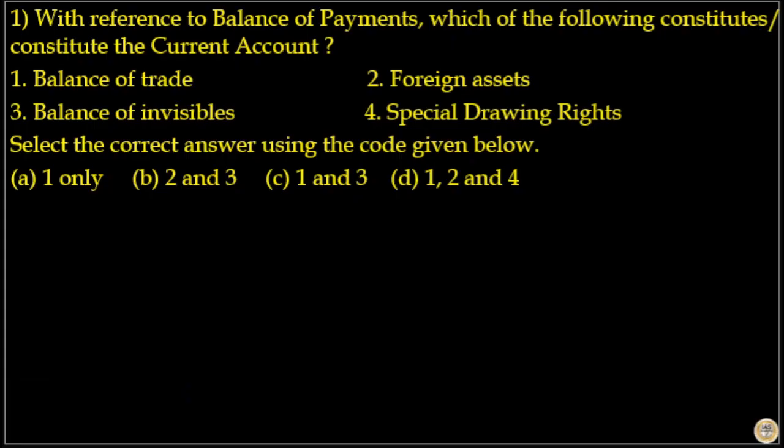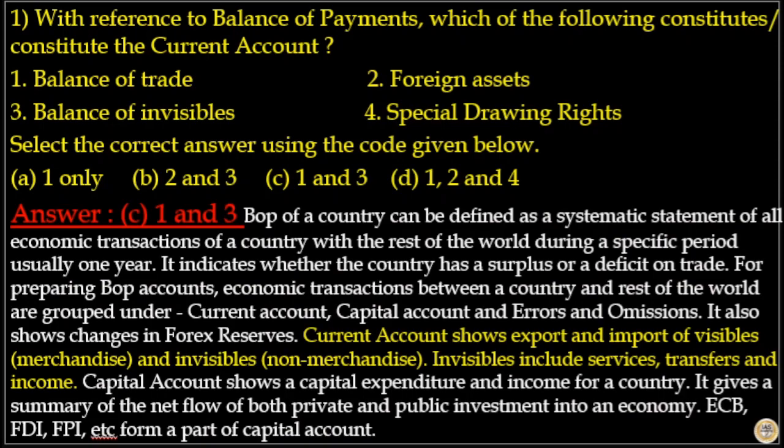Our first question is, with reference to balance of payment, which of the following constitute current account? Options are balance of trade, foreign assets, balance of invisibles, SDR. Select the correct answer using the codes given below. Here the answer to this question is option C. 1 and 3 are correct, that is balance of trade and balance of invisibles. Here balance of trade and balance of invisibles means export and import of visibles and invisibles.